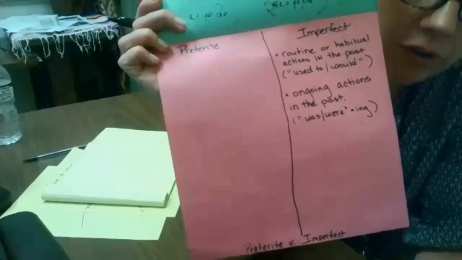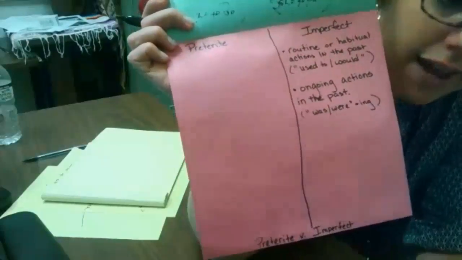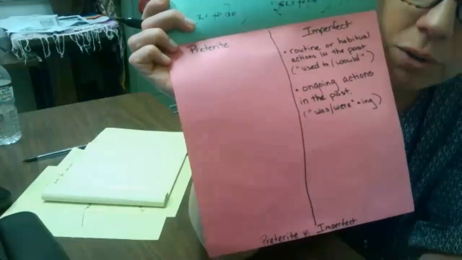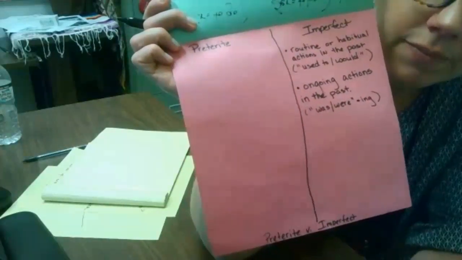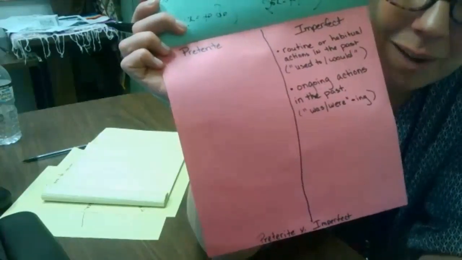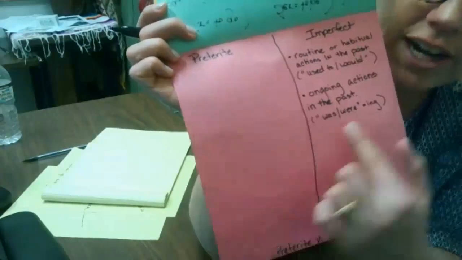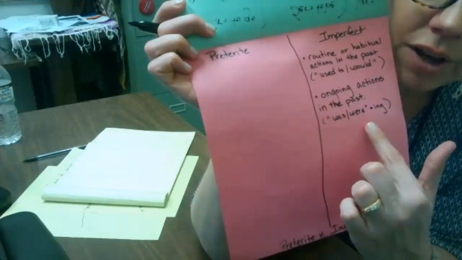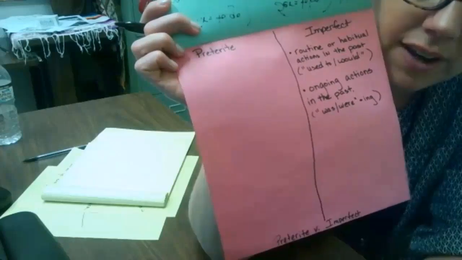Like if I told you a story about what happened to me yesterday, I could say, yesterday I was taking a shower when my mom called. I hadn't finished my shower yet. I was in the middle of the shower when something else happened in the story. I can translate it as was taking a shower, so I would have to use the imperfect tense.